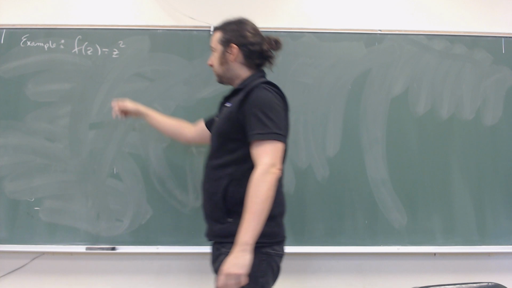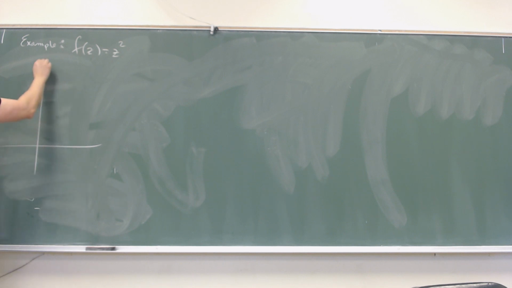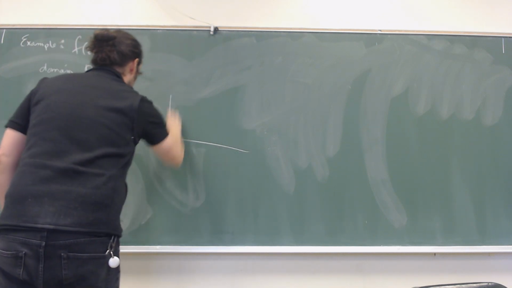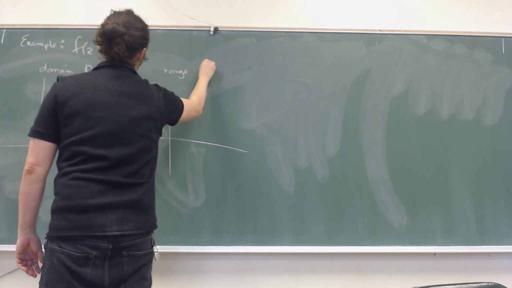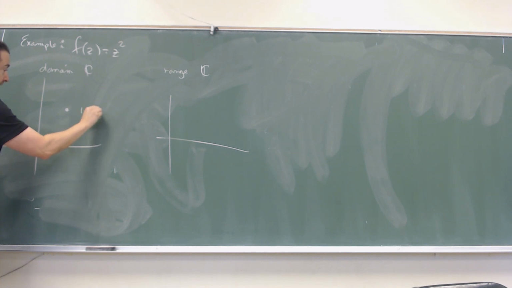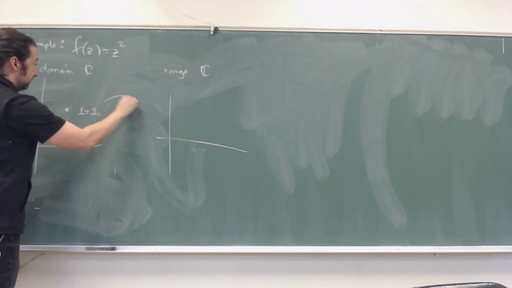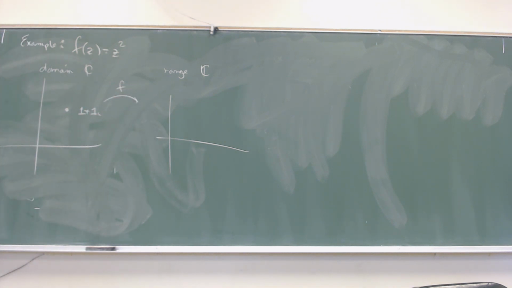So there's another strategy for thinking about what this thing is doing. You imagine that you have a domain copy of C and a range copy of C. Instead of trying to track a graph, you look at what the function does to single points, or little sets, or curves through points. So imagine that we're looking at the point 1 plus 1i. Then we apply f to that. Where do we land?